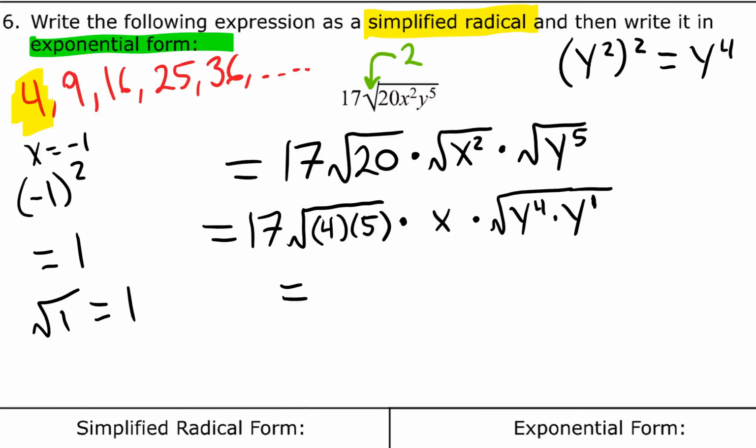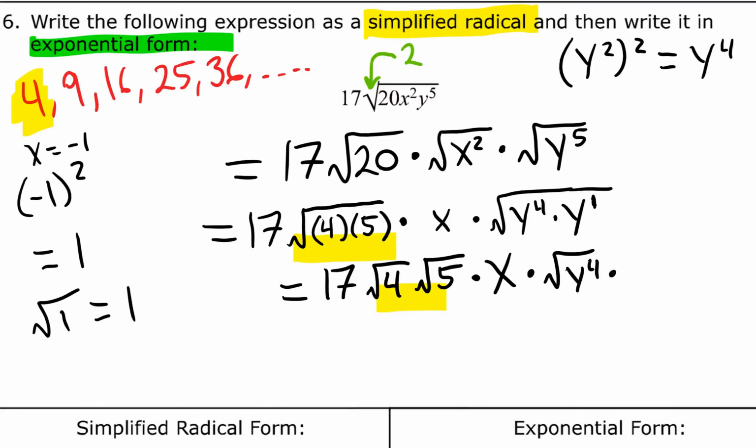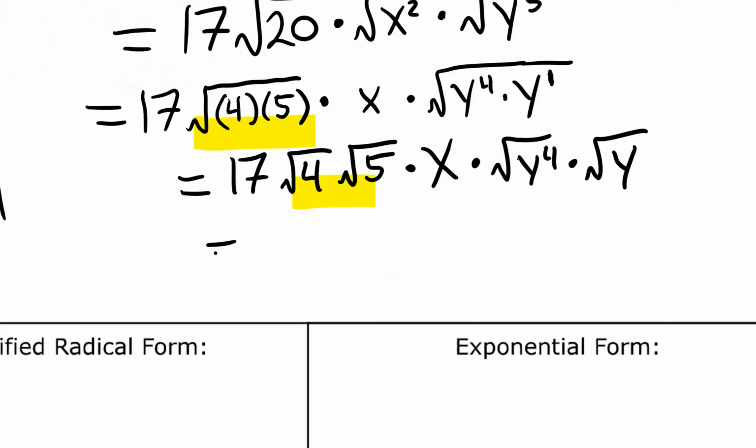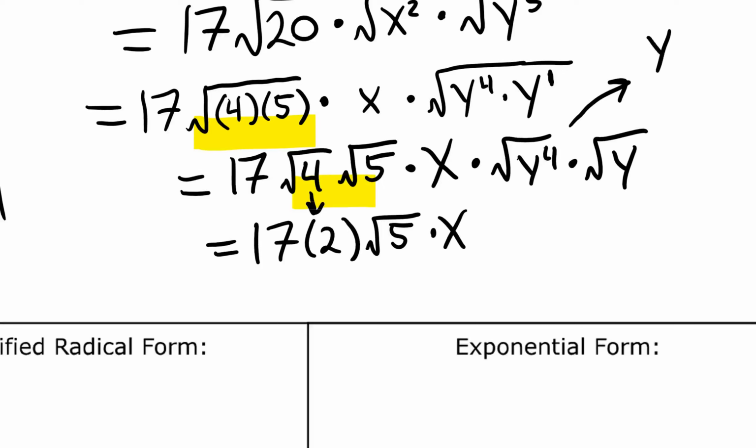Let's see. Let's simplify some things. This is equal to 17 times the square root of 4 times the square root of 5, given that this can be broken up into these two parts, times just x, no square root here, times the square root of y to the power of 4 times the square root of y. Okay, let's continue simplifying here. This is equal to 17 times the square root of 4 is actually just 2 times the square root of 5 times x. Okay, the square root of y to the 4th is y squared. You can think of that as y to the power of 4 divided by 2 using property number 2 from the very beginning of this video.